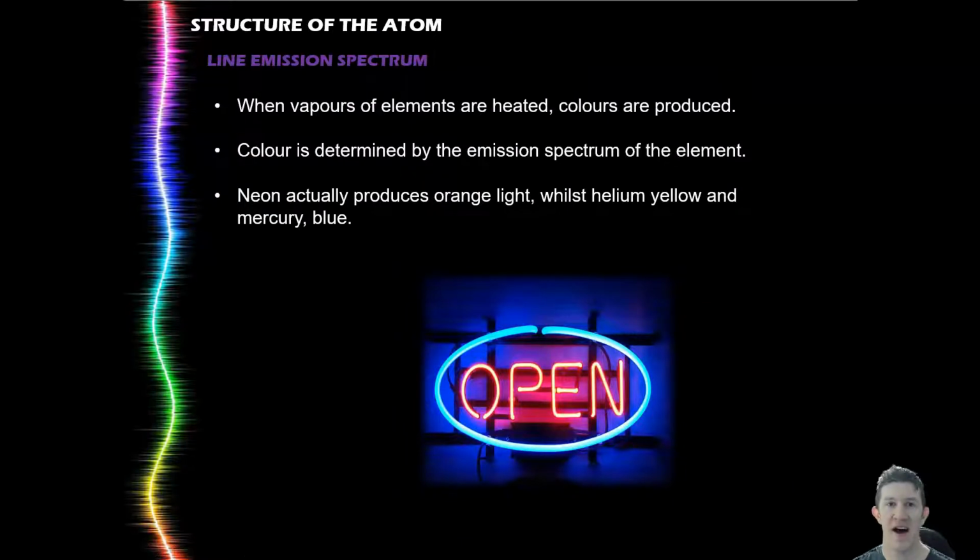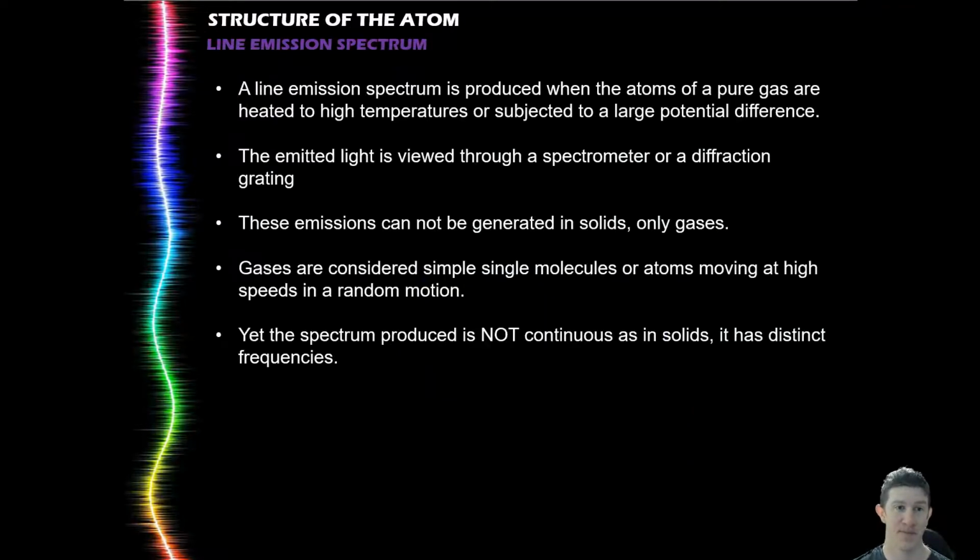Now if we move on to the line emission spectra. When vapors of elements are heated, colors are going to be produced. And the colors are actually determined by the emission spectrum of the element. For example, neon actually produces orange light, whilst helium produces yellow, and mercury produces blue. A line emission spectrum is produced when the atoms of a pure gas are heated to high temperatures or subjected to a very large potential difference.